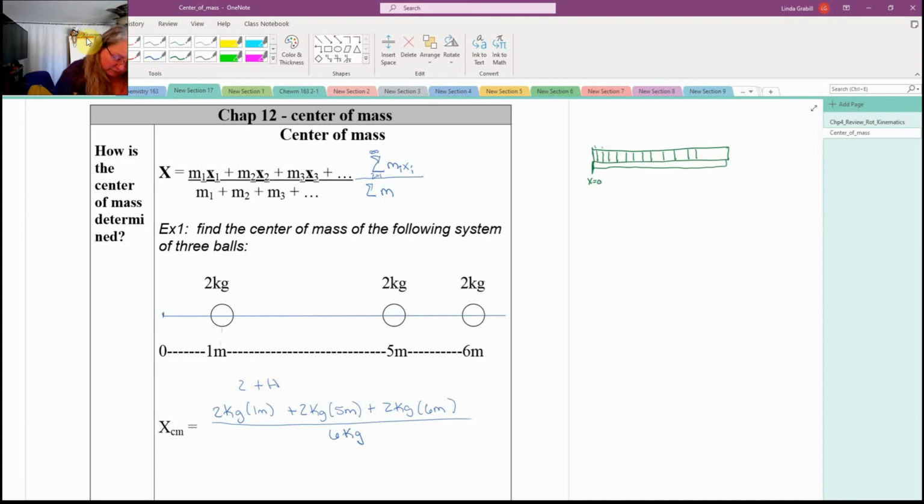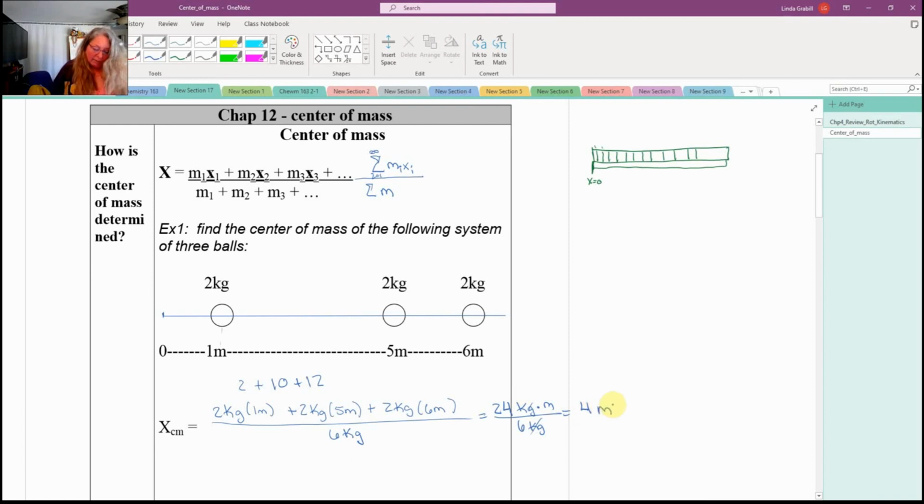What did I just write? That is not a 10. 2 plus 10 plus 12, 12 plus 12, otherwise known as 24. And what are my units? I have kilograms times meters divided by 6 kilograms. Kilograms cancel, and that indeed gives me units of meters. So 4 meters. So what is that saying?